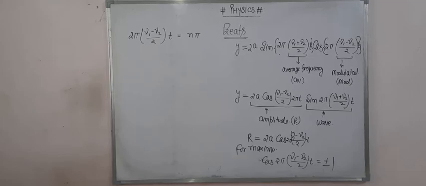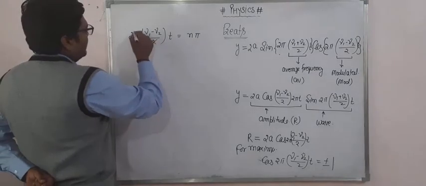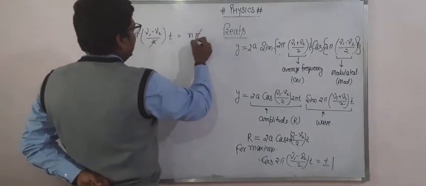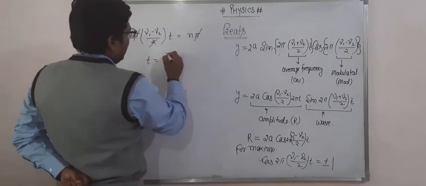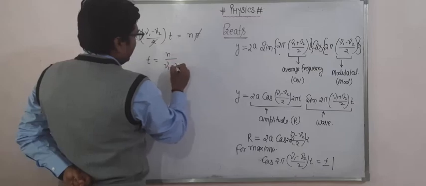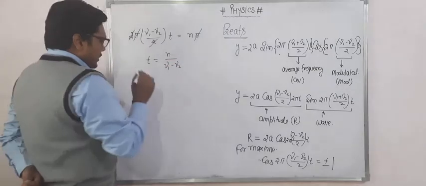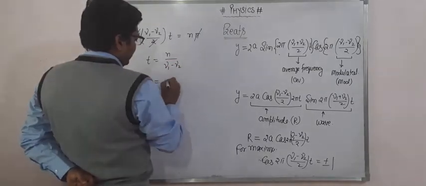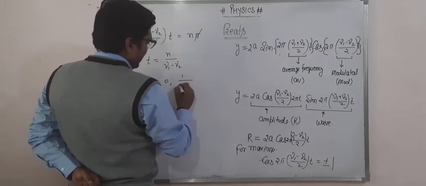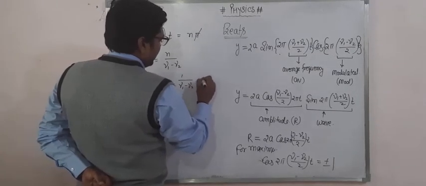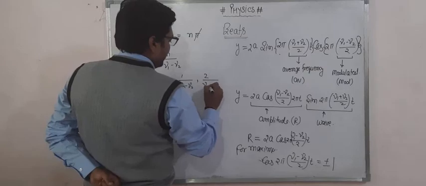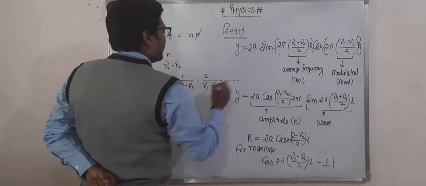So from this, what can you calculate? You can calculate the value of small t. 2 is cancelled by 2, pi is cancelled by pi, so t will be n upon (nu1 minus nu2). For 0, this will be 0. For 1, this will be 1 upon (nu1 minus nu2). For 2, this will be 2 upon (nu1 minus nu2), and so on.